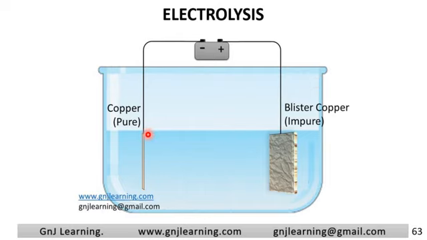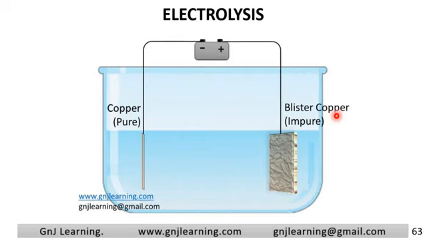So I have as the negatively charged electrode a pure strip of metal. Here I am using this technique to purify copper. So I have a pure strip of metal, and on the right hand side I have an impure strip of copper which is called blister copper. Production of blister copper you will learn in the metallurgical process chapter. For now we will see this process.